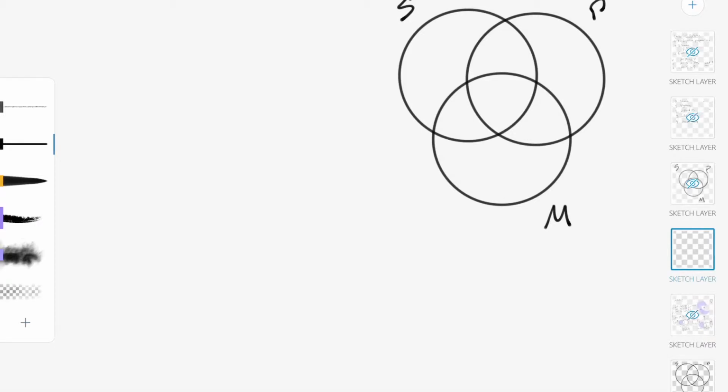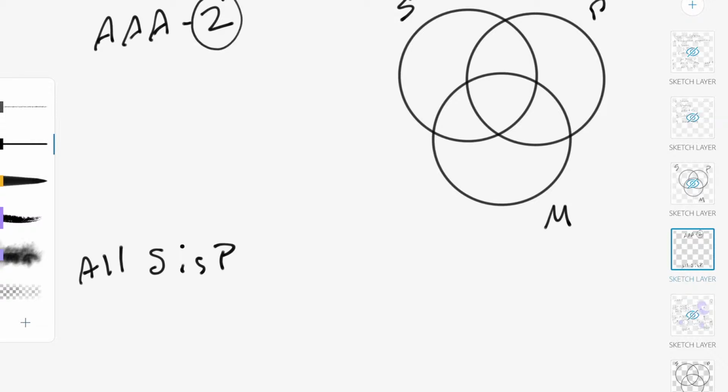Now let's have a look at another example involving shading. This time, let's do the diagram for AAA-2. So we have three A's, so the conclusion is going to look like this: All S is P. This time, though, the M's are in the second figure, which means they're both in the predicate position of the minor and major premises.